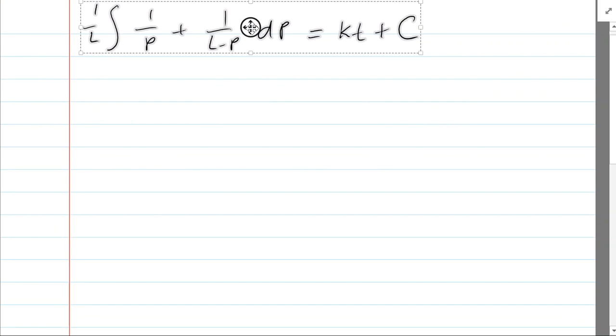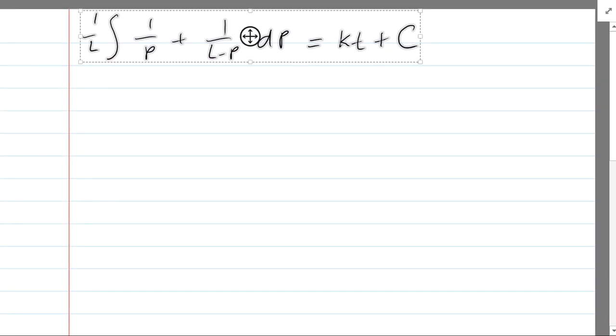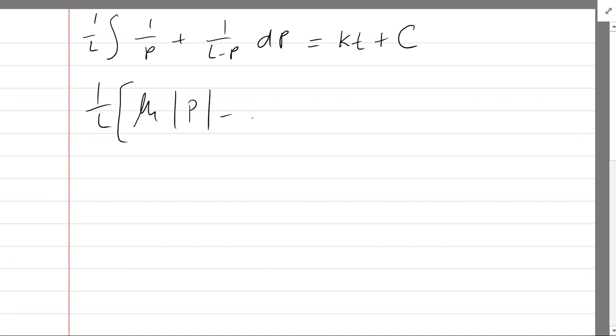Look how good I am to get this now. Yeah. Okay, here we go. So, we know that this is going to be 1 over L, natural log, absolute value of P, minus natural log, absolute value of L minus P, equals KT plus C, and can I combine those?